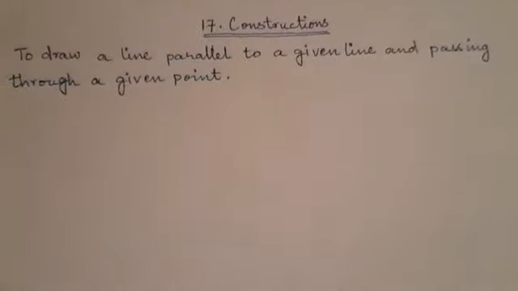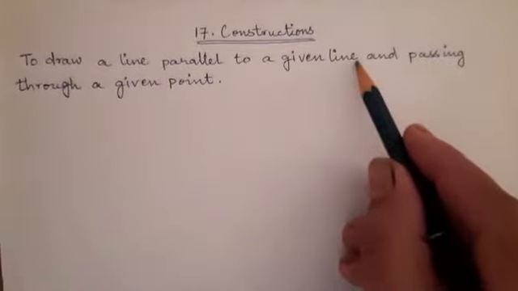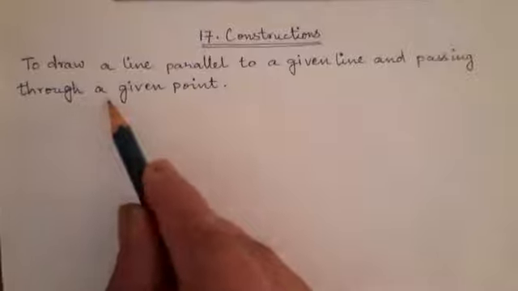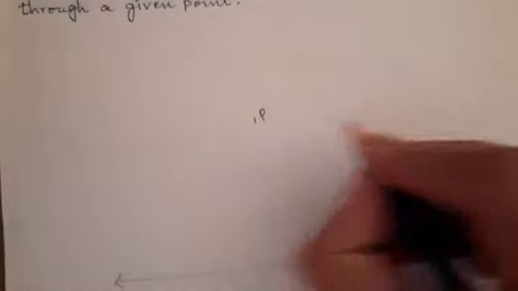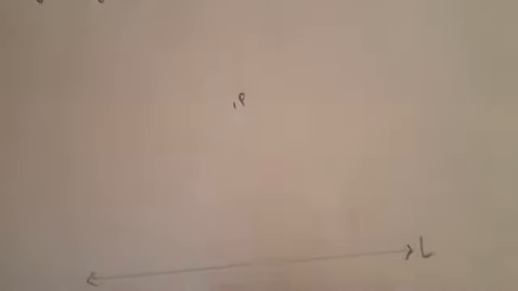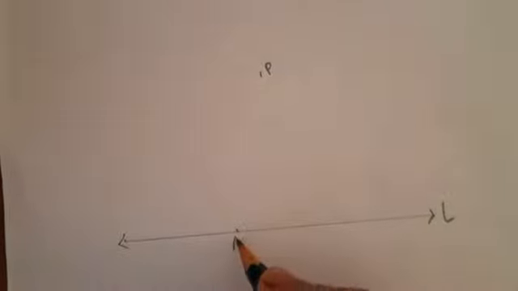In this video, you will learn how to draw a line parallel to a given line and passing through a given point. First, this is the line given to you. This is line L, and the point P is also given. You can mark it anywhere outside the line. Then mark a point A on the line L. Now join AP.